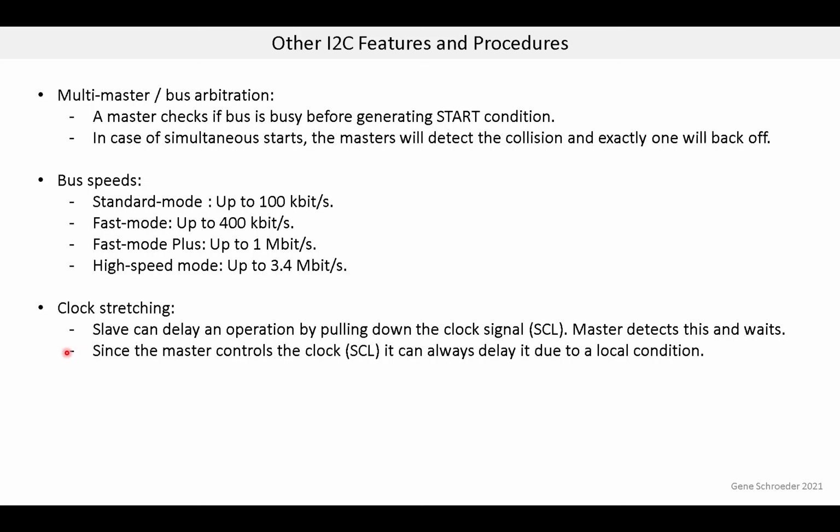Now, the master might also want to slow things down for some reason. It's a little bit easier for it since it controls the clock. It can just stop the clock as long as it needs to, and then start the clock again when it's ready. And the slaves probably won't even notice this. So your software really doesn't have to do much. There is sometimes an option to allow or disallow clock stretching, but for the most part, this is just a hardware feature.